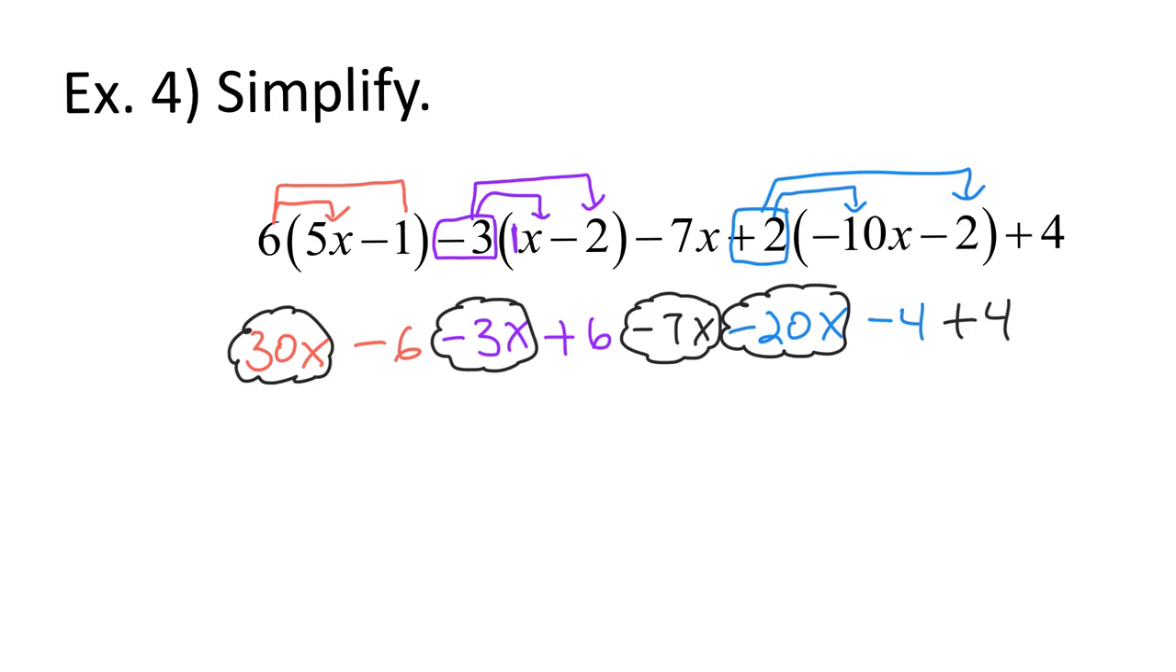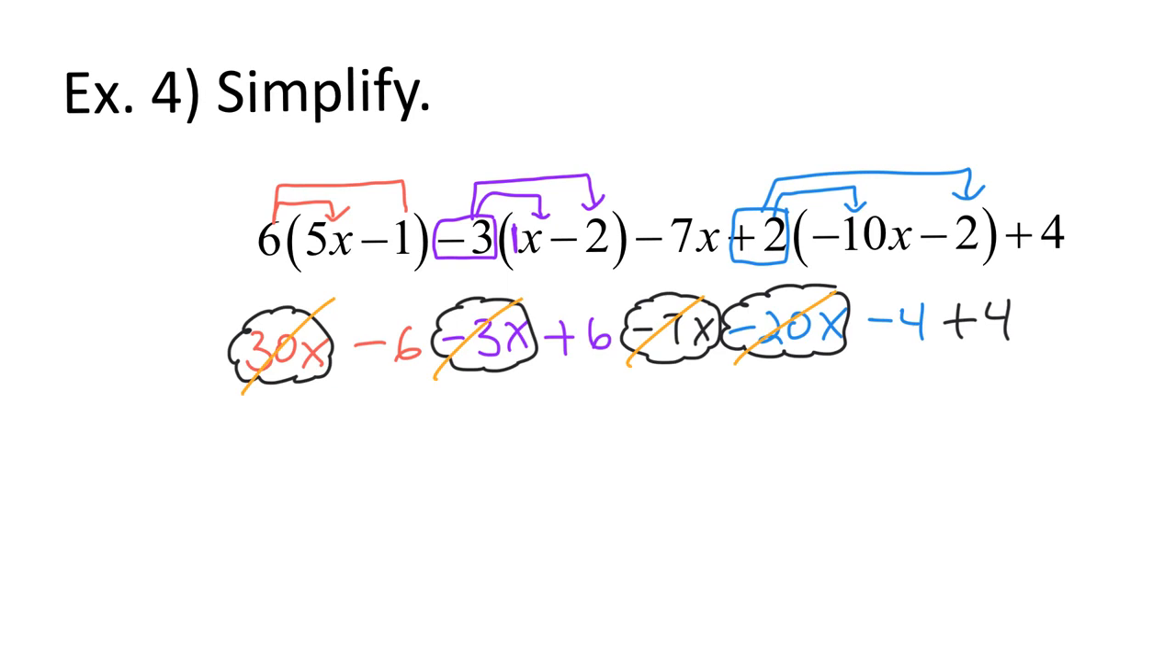So let's do that again. You guys have 30x minus 3x, that's 27x. 27x minus 7x, that's 20x. And 20x minus 20x, 20 minus 20 is 0. So you guys can cancel the x's. So let's go ahead and do that right now. Cancel, cancel, cancel, cancel. We're not going to have an x.